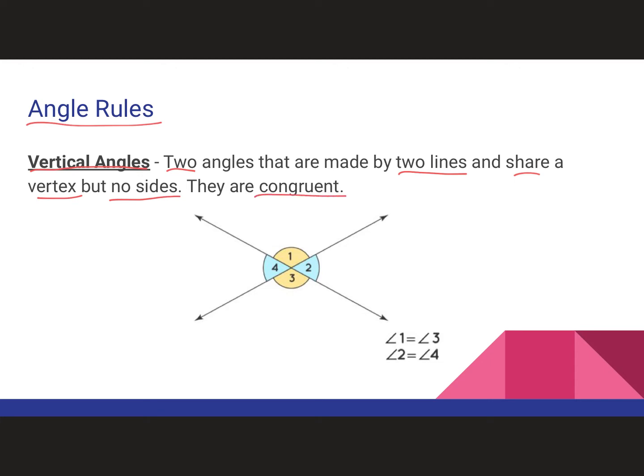If we look at this right here, angles 1 and 3 are vertical angles. They're made by the two lines. They share their vertex, but they do not share any sides. They're across from each other. They are congruent. When I say congruent, that means they have the same measure. So, if angle 1 is 120 degrees, then so is angle 3. Angles 2 and 4 are also congruent. That means they have the same measure also. Okay, so those are our vertical angles.